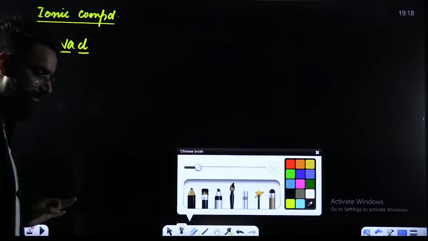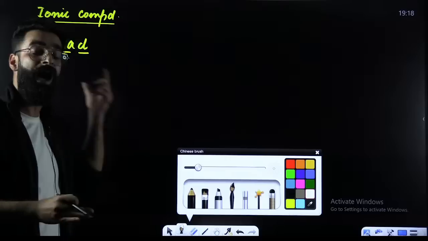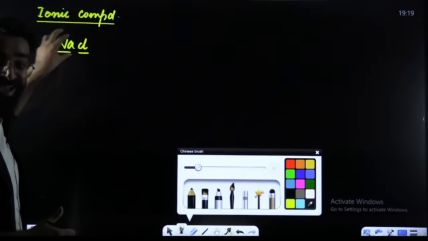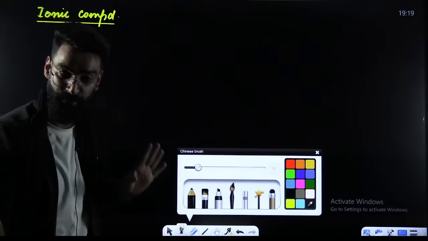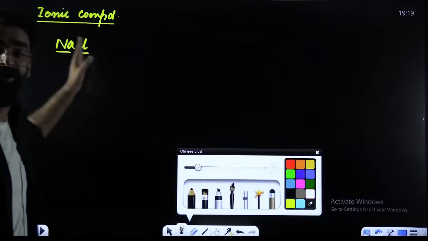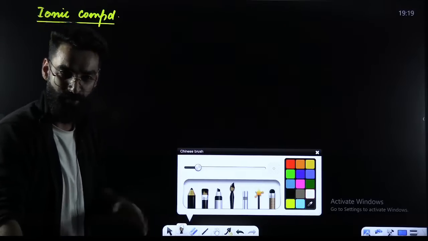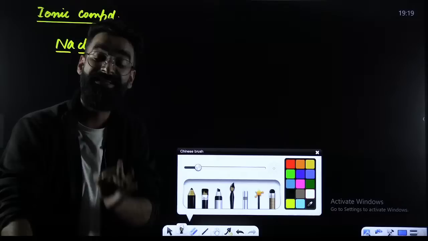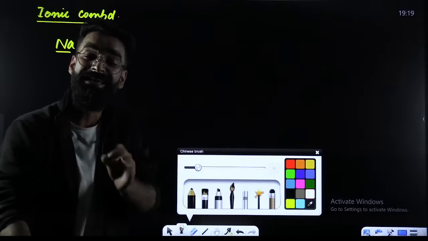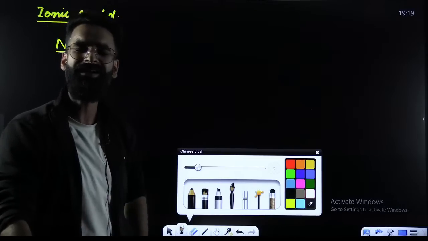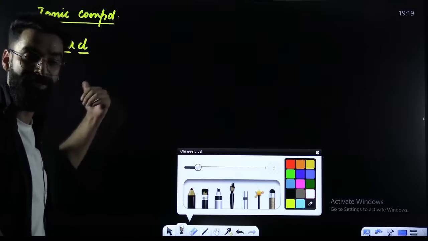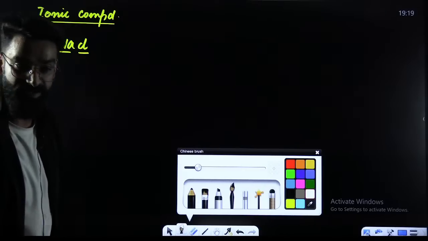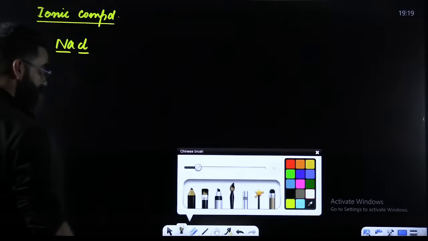But if you have a look at how NaCl gets formed, you will get an idea of the charge present on one atom of sodium and on one atom of chlorine. Right now you must be thinking there is no charge on sodium or chlorine, but if you see how NaCl gets formed, you'll automatically get to know the charges. Be careful and try to understand each and everything.